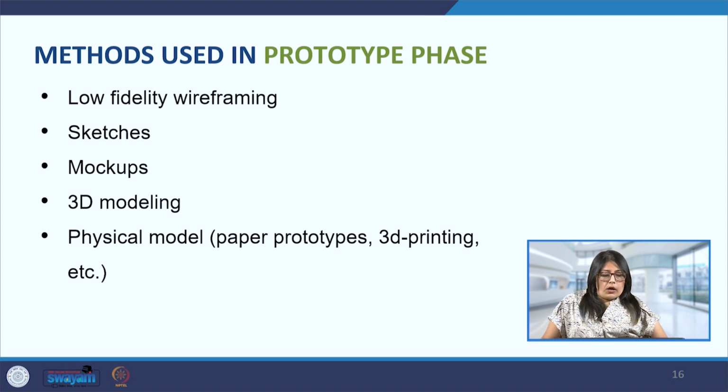Now, next is the mock-up. They are a little bit more polished, a more detailed version of the design as compared to the wireframe. They include visual design elements like color, typography, and images, and they resemble what the actual product will look like that we are planning to build. So mockups is another method. Then 3D modeling involves creating a digital three-dimensional representation of the product using software and 3D printers. This method allows designers to visualize and refine the product's shape and size.